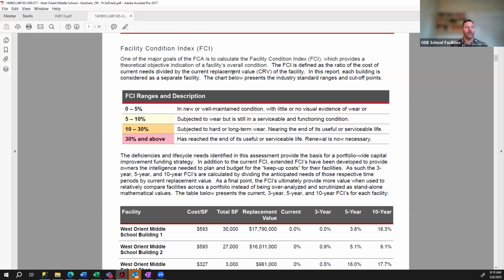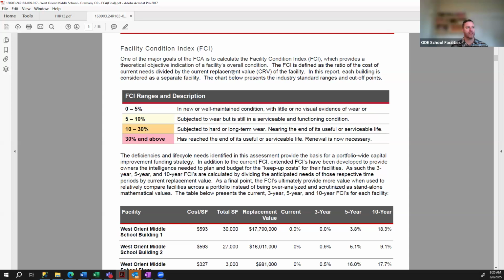Like I can see legislators asking, where is the need in the state? Which school districts need additional resources for their school facilities? So this is a mechanism for that. You can see there's a 0 to 5 range, and this is in new or well-maintained condition. So your newer facilities are going to have that, or maintained, you maintain them very well.